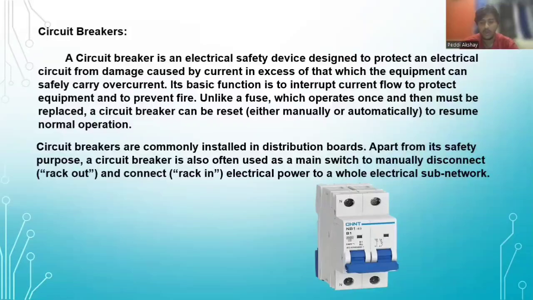Circuit breakers. Unlike fuses, circuit breakers are mainly used for household purposes. A circuit breaker is an electrical safety device designed to protect an electrical circuit from damage caused by current in excess of that which the equipment can safely carry, overcurrent. Its basic function is to interrupt current flow, to protect equipment, and to prevent fire. Unlike a fuse, which operates once and then must be replaced, a circuit breaker can be reset, either manually or automatically, to resume normal operation.